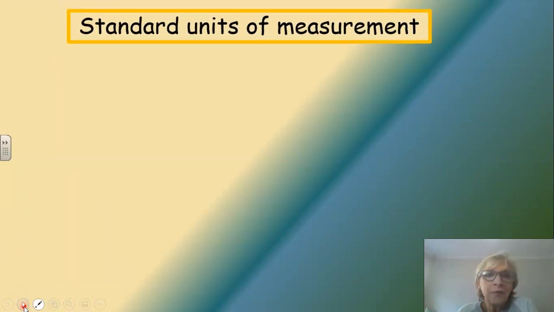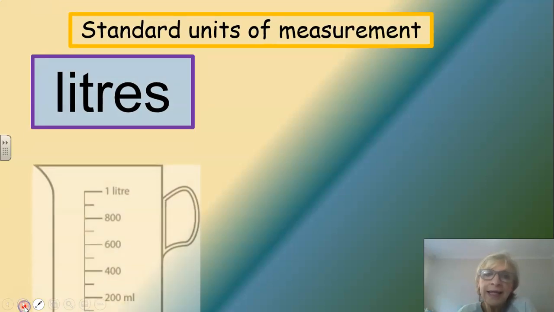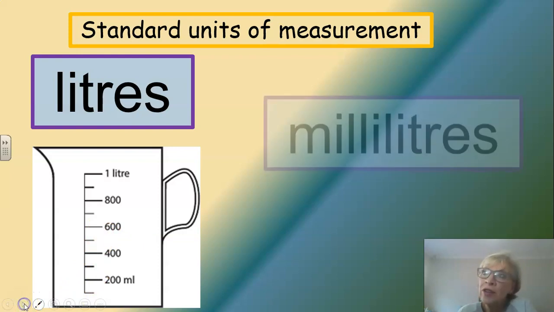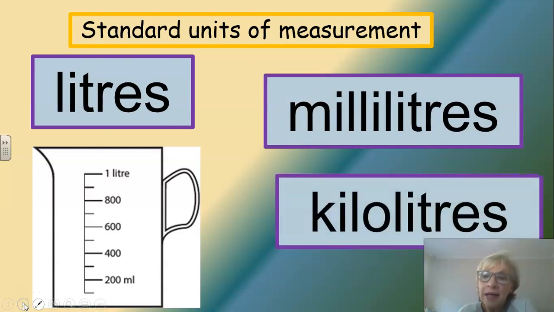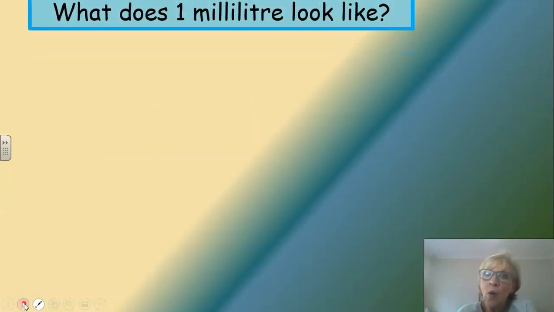Right, so again we focused on standard units of measurement, and we're going to look first at liters. There's a liter jug, and each little section here is jumping in 200s in the big lines, and between that is obviously 100, up to 1 liter, which is 1,000 milliliters. So we're going to look at liters, milliliters, and kiloliters. Right, so what does 1 milliliter look like?